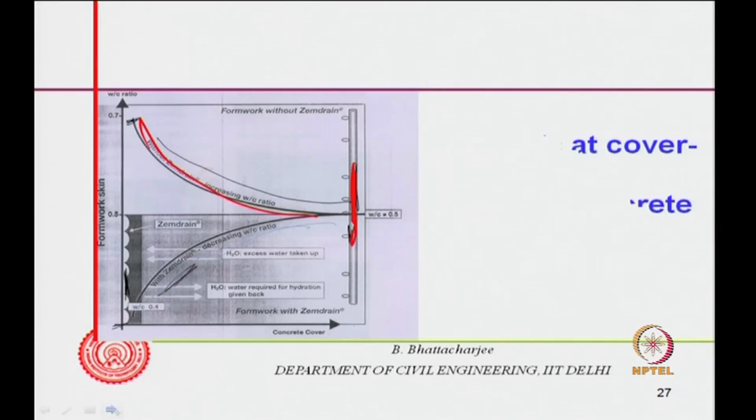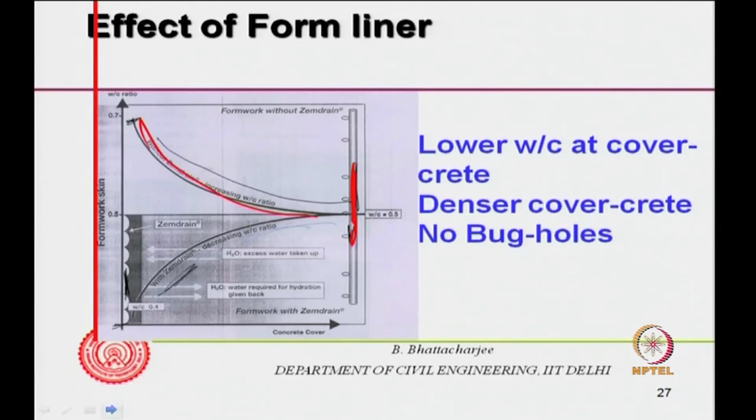Therefore, what we see is a lower water cement ratio in the cover concrete, a denser cover concrete, and no bug holes. It gives you a fantastic finish, but unfortunately it is extremely costly and has not been popular at all because of its cost and also application difficulty, because you have to apply it over the formwork and fix it using a tape.